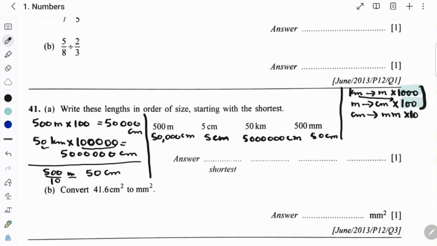Now we have changed all of them into 1 unit. Now we are going to put it into ascending order. So obviously 5 is the smallest number, so that is coming first place. The second place is 500 millimeters, that is 50 centimeters. 5 and then 50, then 50,000, that is the third one, and then 5 million is the fourth one. So the first number is 5 centimeters, the second number is 500 millimeters, the third one is 500 meters, and the fourth one is 50 kilometers.